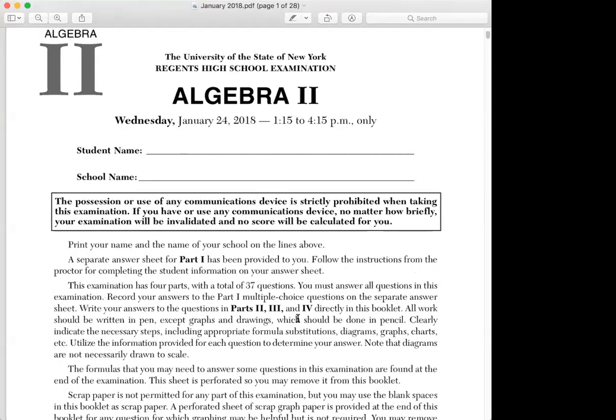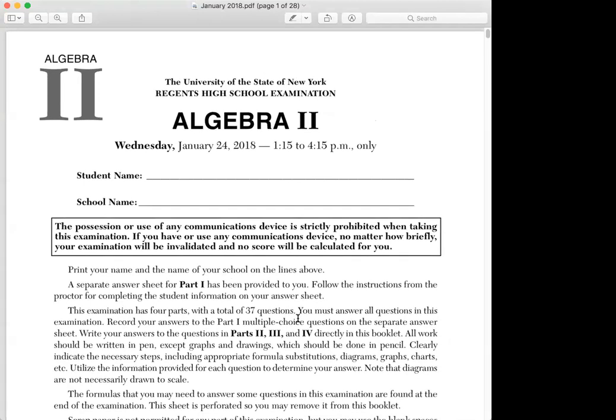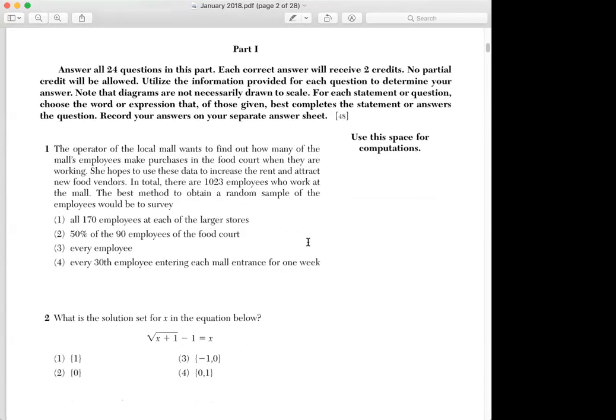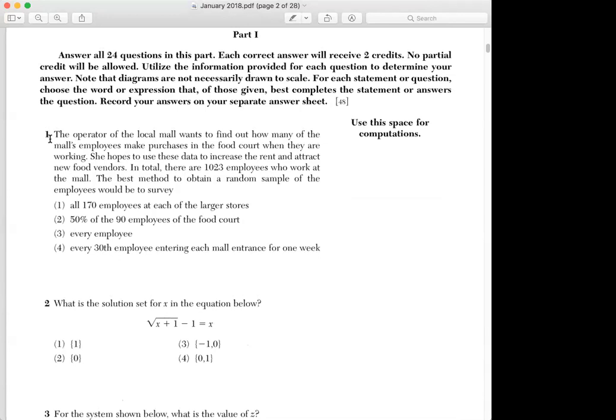We'll do January 2018. Okay, we're doing now January 2018, so we've jumped a year. And question one, the operator of the local mall wants to find out how many of the mall's employees make purchases in the food court when they are working. She hopes to use these data to increase the rent and attract new food vendors. In total, there are 1,023 employees who work at the mall.